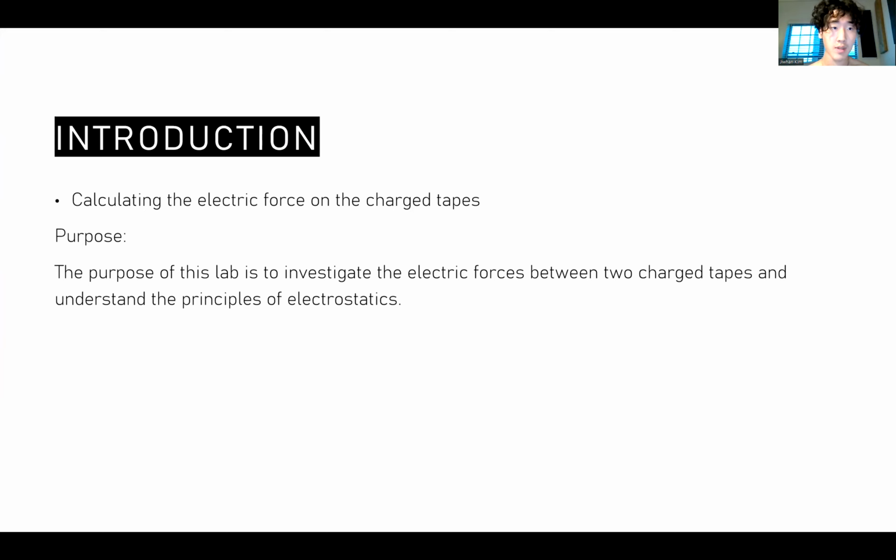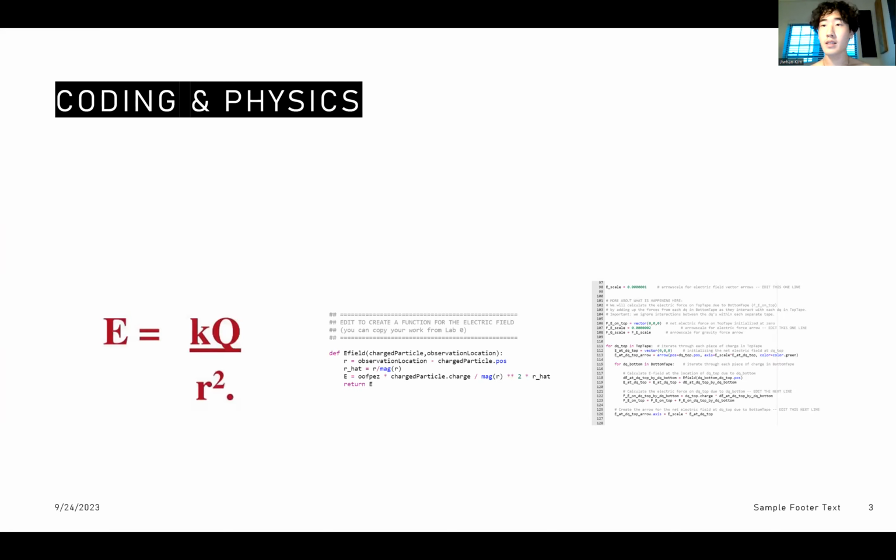To introduce this lab, the purpose of this lab was to calculate the electric force based off the charged tapes. The purpose of the lab is to investigate the electric forces between the two charged tapes and to understand the principles of electrostatics. And I'm just going to explain the code, the physics behind this, and the vocabulary behind it using the code.